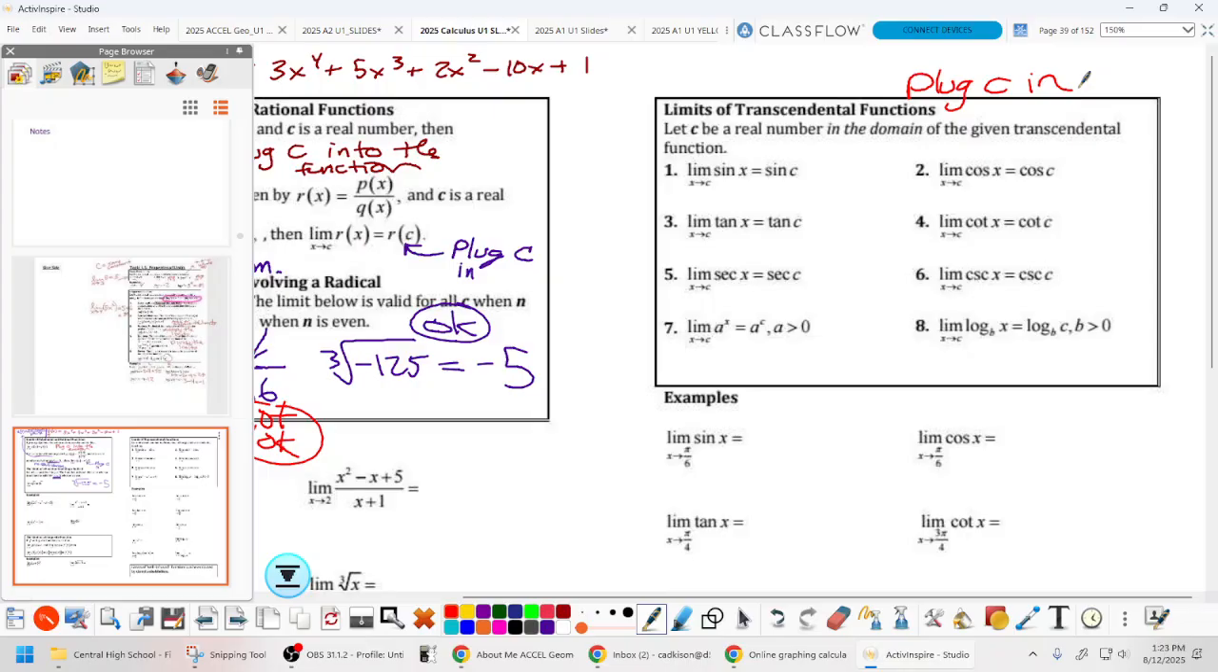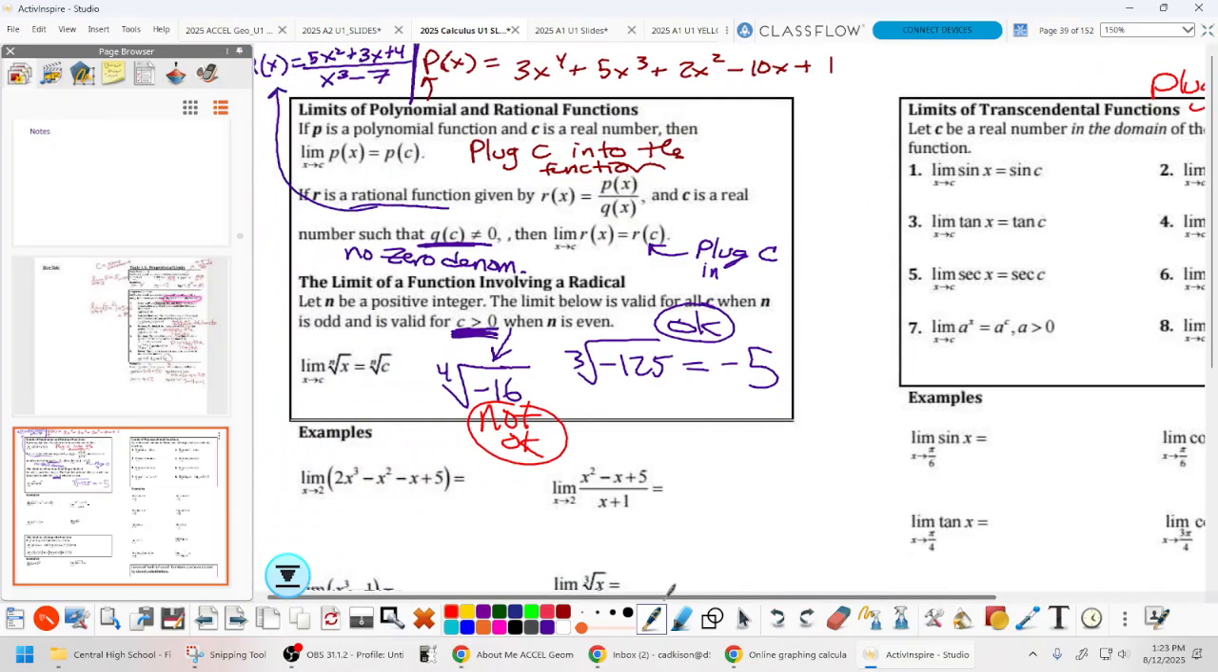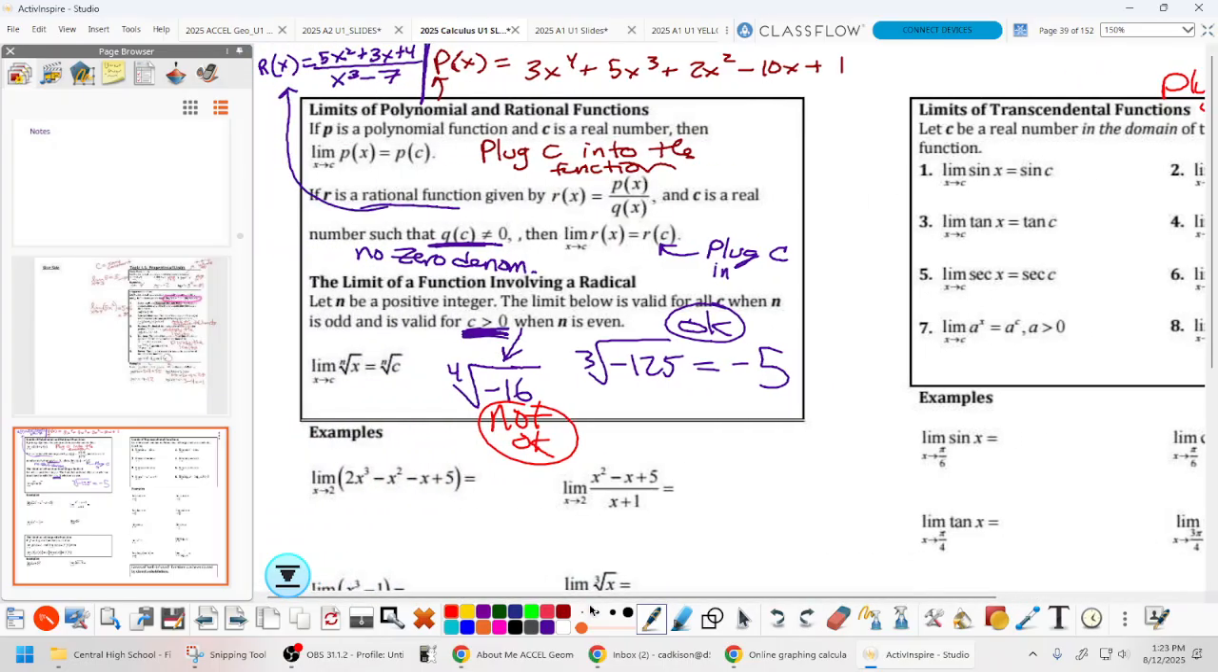Alright, so go ahead and give the ones down at the bottom a shot. We'll take 5 minutes or so and check in on that, and see how you feel.